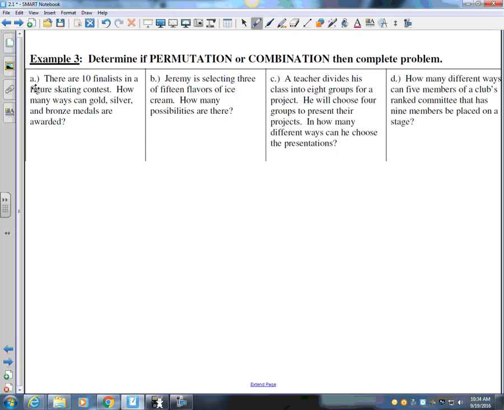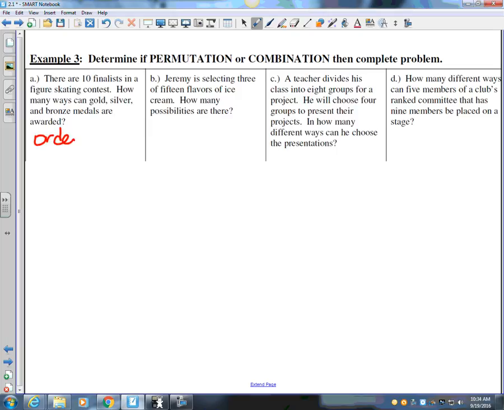Okay, so I'm awarding medals. So I'm picking how many people to get medals? I'm picking 3 people. They're going to get gold, silver, and bronze. Does it matter what order I pick them in? Yes, because first place gets gold, second place gets silver, third place gets bronze.